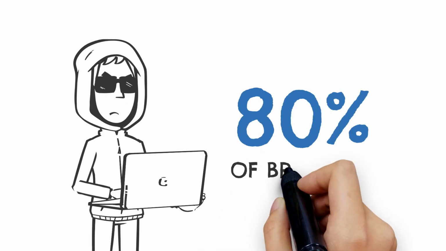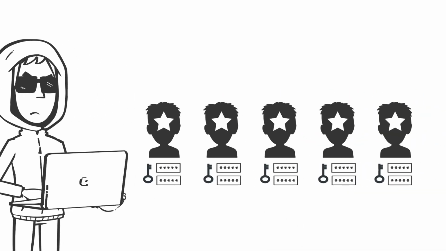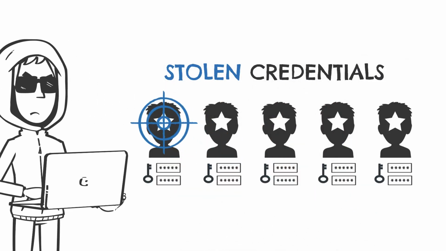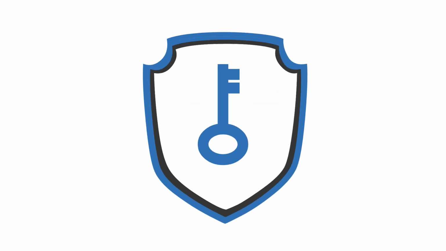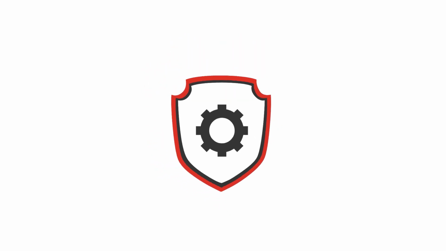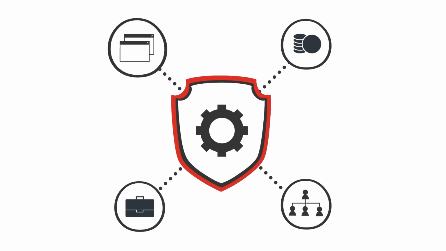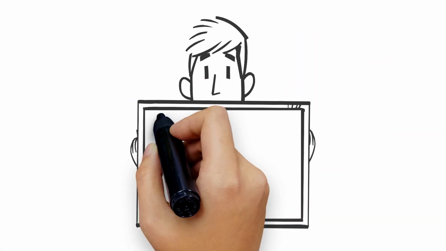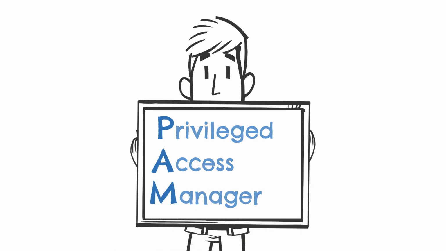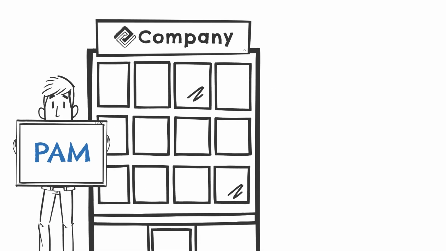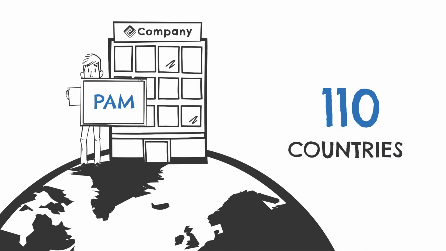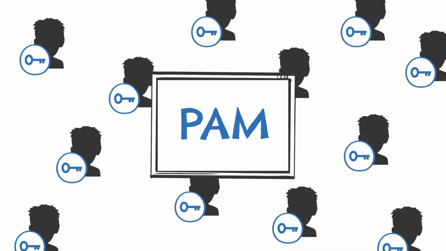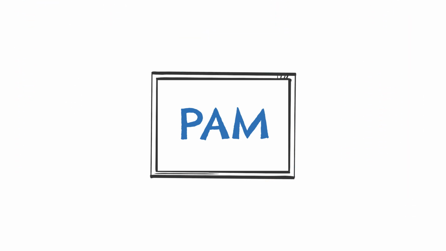At least 80% of breaches involve compromised privileged credentials. The reason the attackers go after the privileged credentials is because those credentials provide attackers with access to the most valuable systems and assets. Chances are you are already familiar with CyberArk's Privileged Access Manager solution, or PAM for short. Over 7,000 companies in over 110 countries use CyberArk PAM to secure privileged access in their organization.